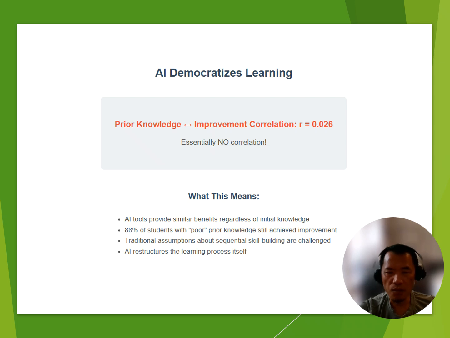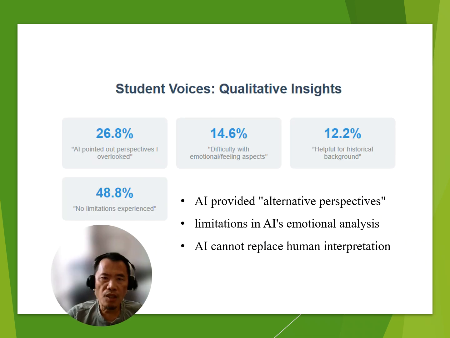Engaging theoretical frameworks typically reserved for advanced coursework. These findings have profound implications for educational equity. If prior knowledge doesn't predict improvements with AI assistance, traditional course sequences require fundamental reconsiderations. Qualitative analysis revealed consistent themes regarding AI-human collaboration. 26% of students specifically mentioned AI's provision of alternative perspectives they had overlooked.